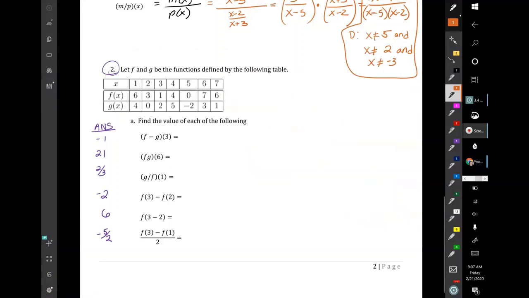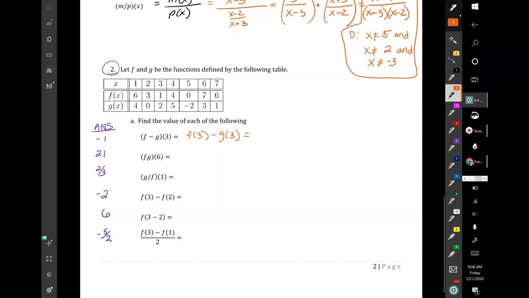Like I said, I gave you the answers for this, so maybe you've tried it, maybe not, but we have this chart here. Let f and g be the functions defined by the following table. So again, don't try to go off the table. So f minus g of 3 would be f of 3 minus g of 3, and we use the table. So this is good review of just finding values on a table for functions.